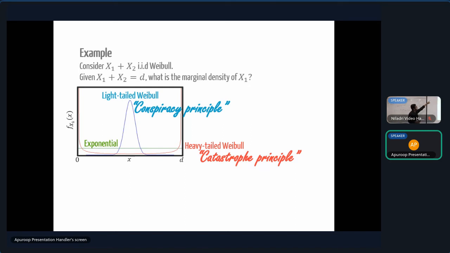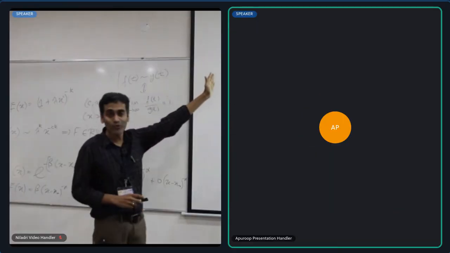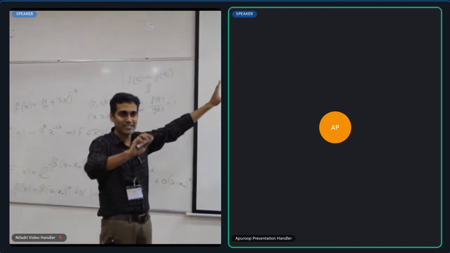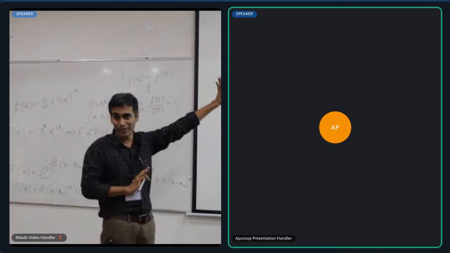The catastrophe principle can be formally stated as follows: if x1 through xn are IID random variables, here I need non-negativeness. Somebody was asking about non-negativeness. Here I will talk about non-negativeness for now, because when it comes to sums, I don't want some negative value. So the probability that the max is greater than t is asymptotically the probability that the sum is greater than t.